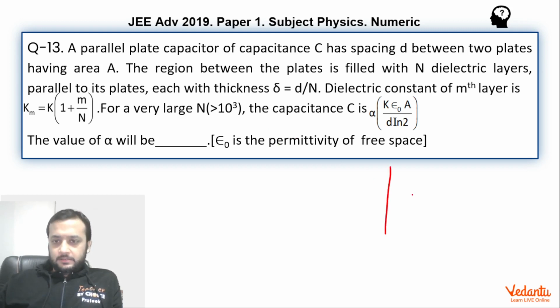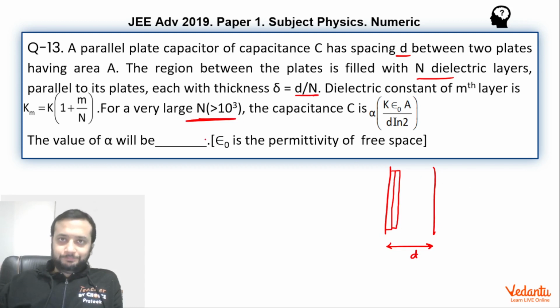There's a capacitor. The spacing between the plates of the capacitor has been given as D. The region between the plates has been filled with n dielectric layers, and each dielectric layer is of thickness d by n. So for example, this is one dielectric layer, this is another dielectric layer, and so on and so forth. You have filled a lot of dielectric layers. Now n is a very large number.